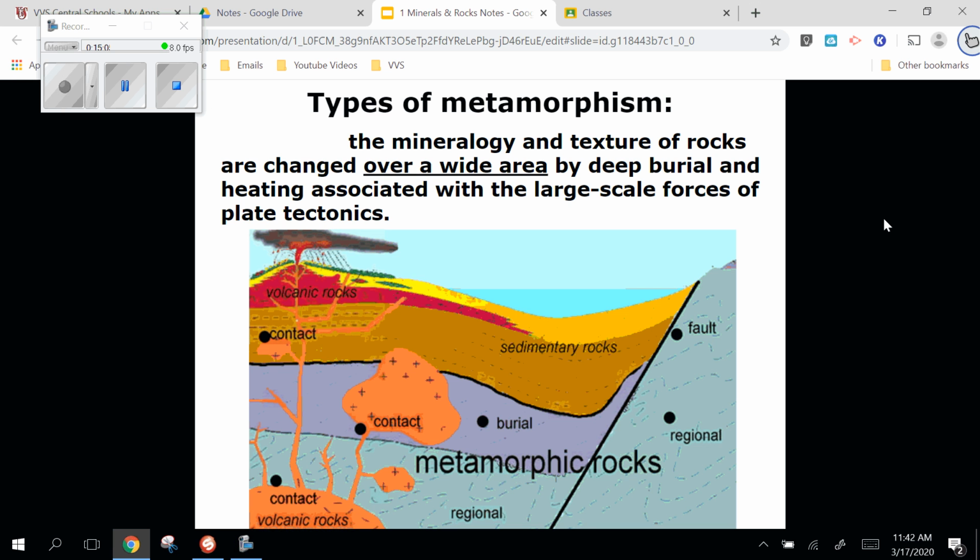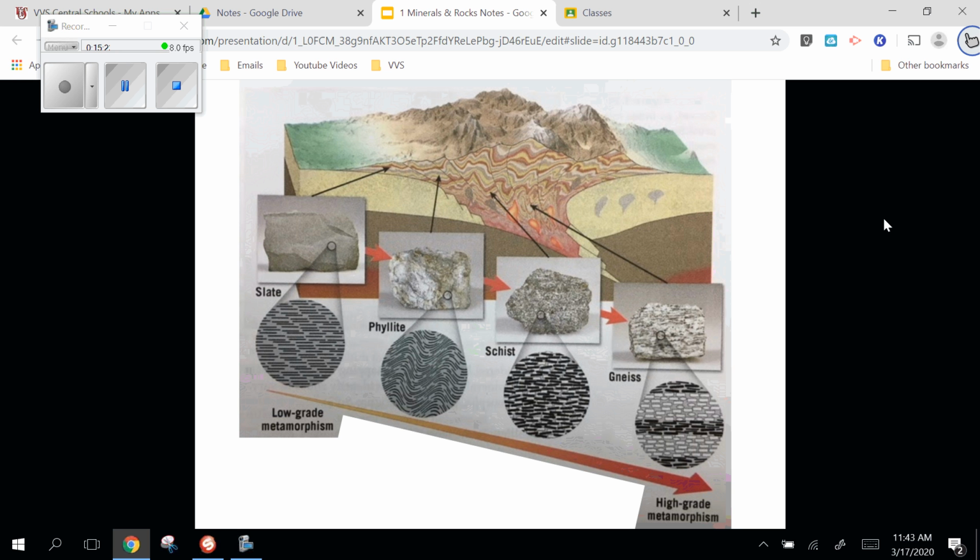All right, two different types of metamorphism. Regional, this is where we get lots of pressure over a very wide area, usually caused by continental collision. All right, this is a very large scale change in the rock in that area. All right. A little example here, okay, slate is low-grade metamorphism of shale, but if you continue to squeeze those rocks, eventually they'll turn into phyllite, then schist, and then gneiss eventually.